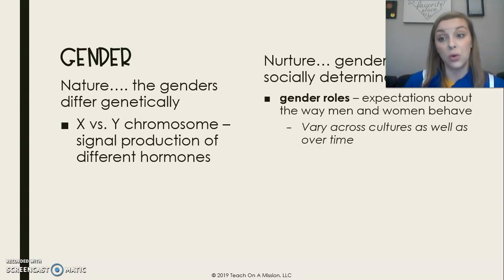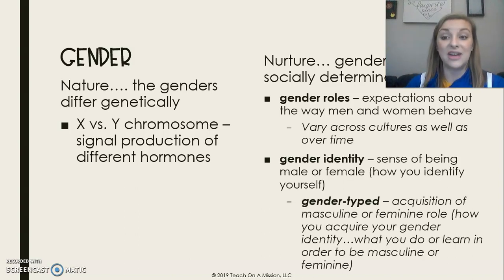So the gender roles, the expectations about how a man and how a woman behaves, those are created by our culture. And they vary from culture to culture, as well as over time, right? Like the expectations of a woman in the 1950s is different from the expectations of a woman now. Those are gender roles. Our gender identity is also socially determined. So gender identity is our sense of being male or female. So how you identify yourself.